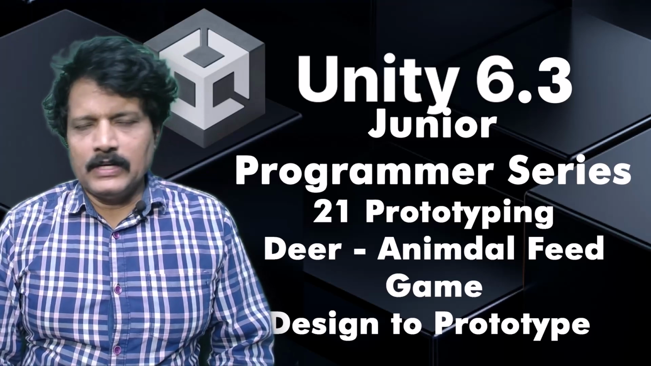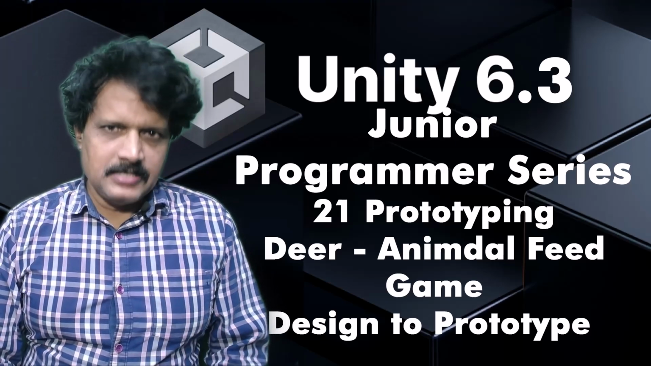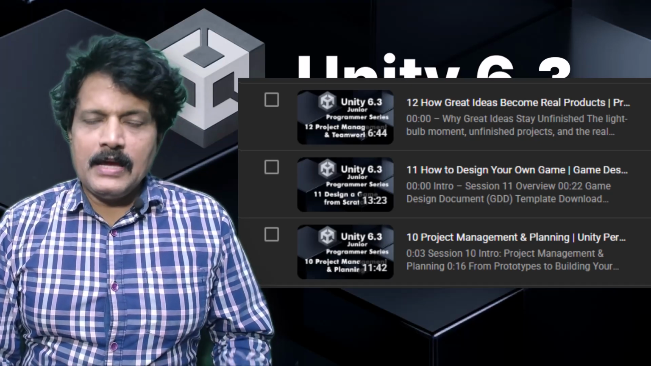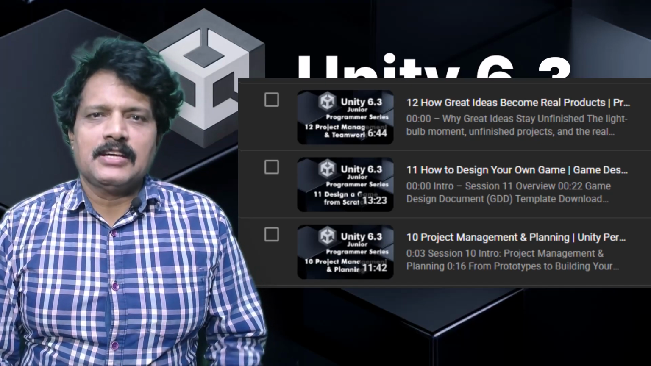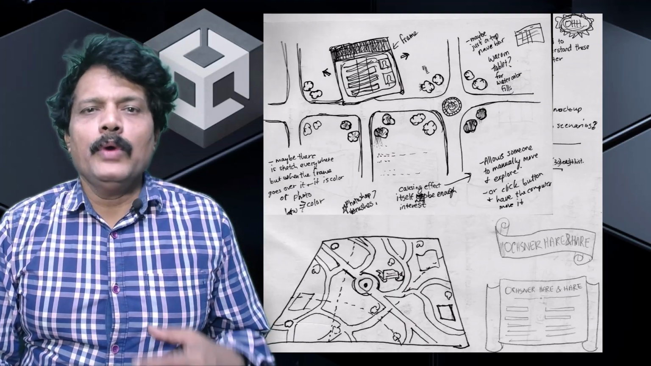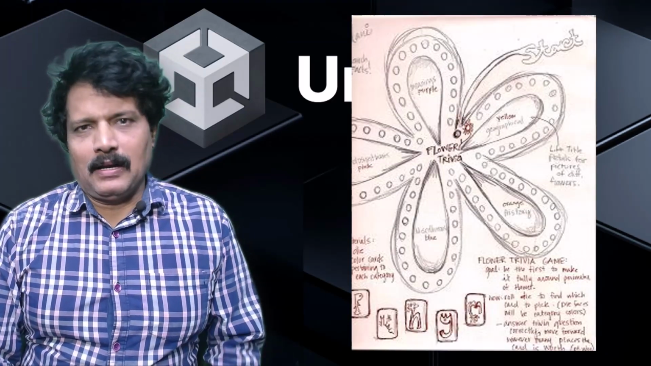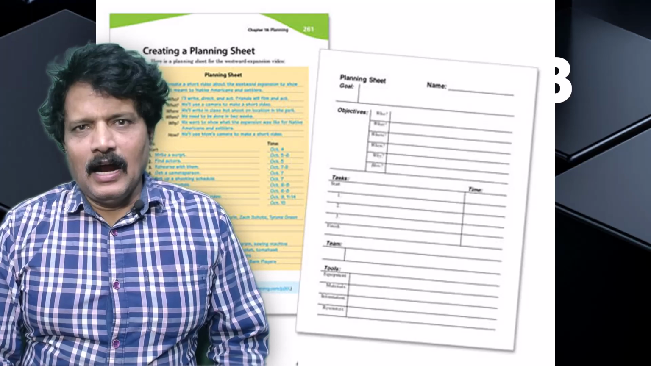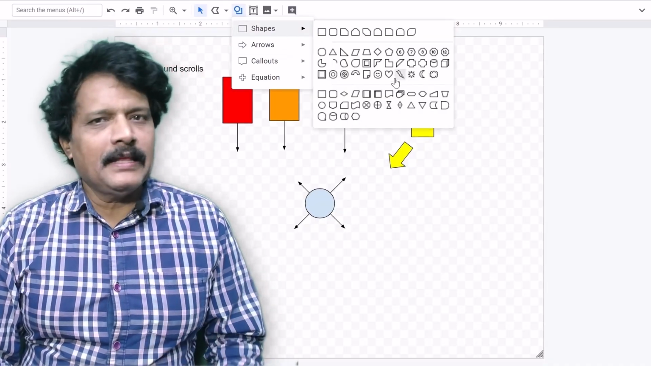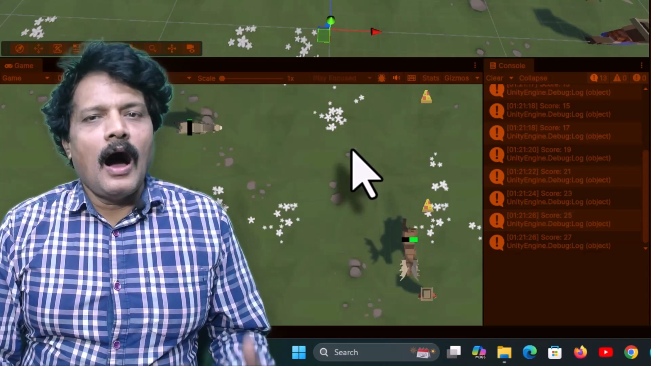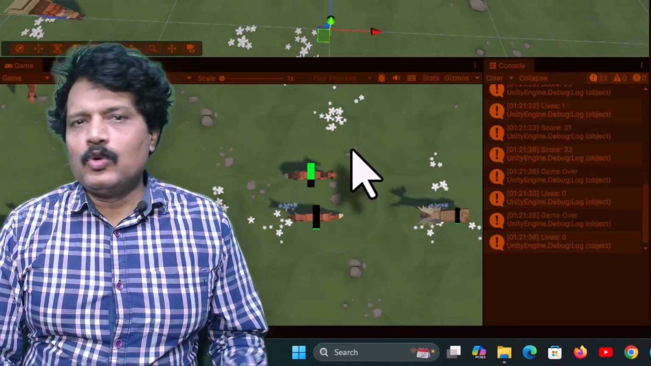Hello and welcome to our 21st session, and this session is a continuation from our 10th, 11th and 12th session. If you recall, in our 10th, 11th and 12th session, we talked about how we actually conceptualize the game, how we put our idea on paper by preparing the design documents, and we also discussed project management and teamwork. From session 13 to 20, we built a hungry game where we feed food to the animals.